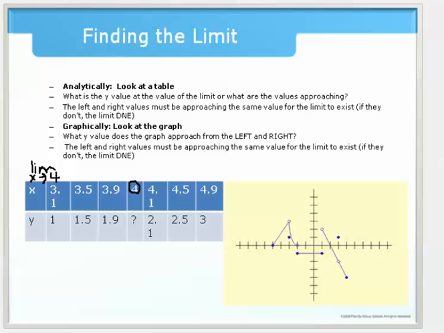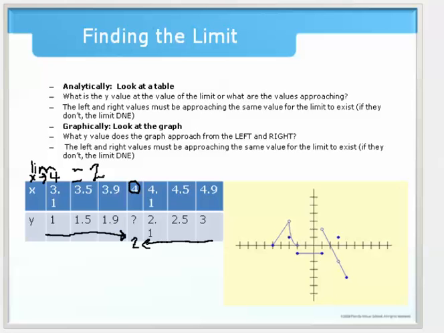If I look from the left-hand side, it looks like my y value is approaching 2. It's getting closer and closer to 2. I look from the right, it also looks like it's approaching 2. So my limit for this function is 2. Now, one thing to be careful of is to make sure that your signs are the same. In this case, they are positive: positive 1.9 leading to 2, and positive 2.1 leading to 2. If they differ from the left and the right, then we would say the limit does not exist.